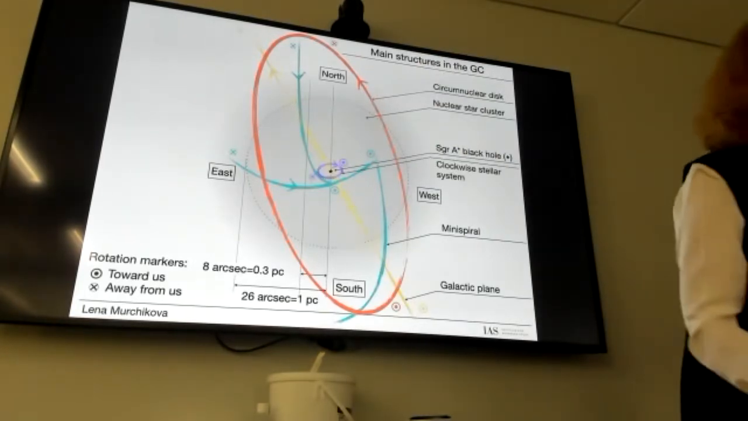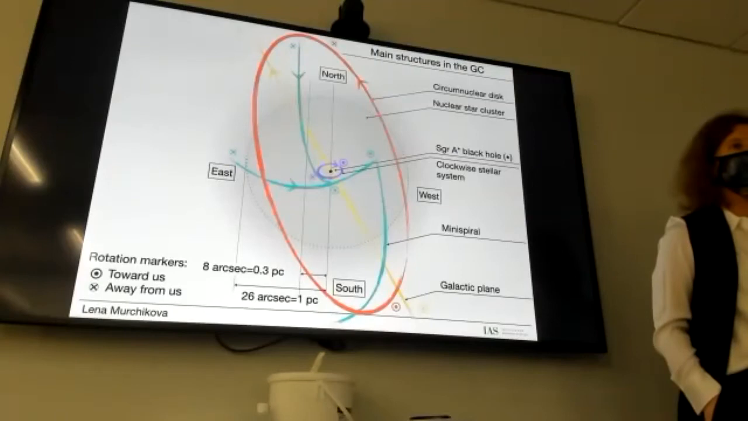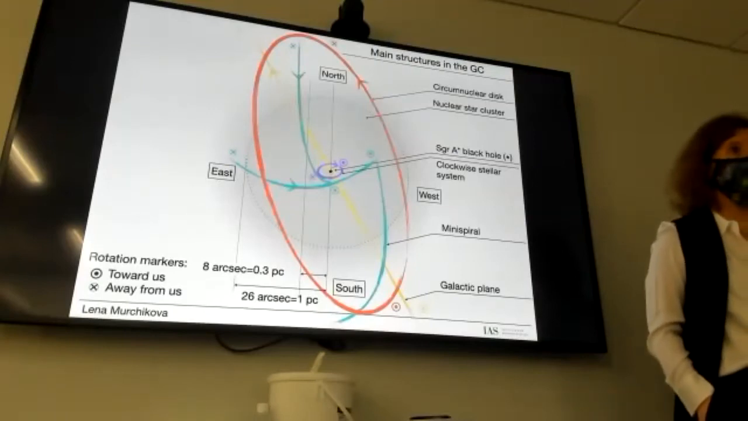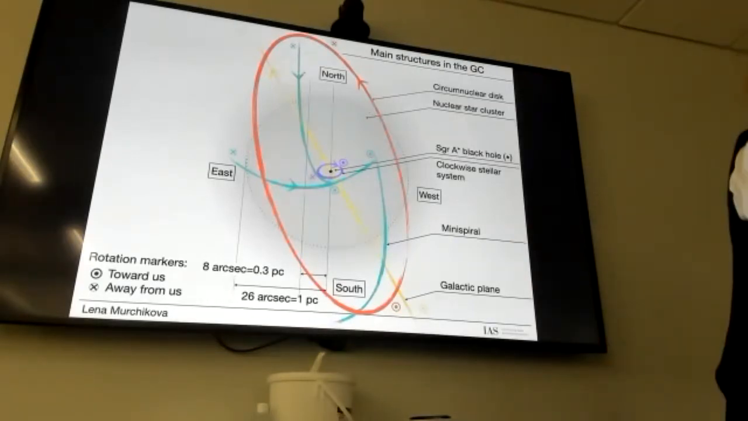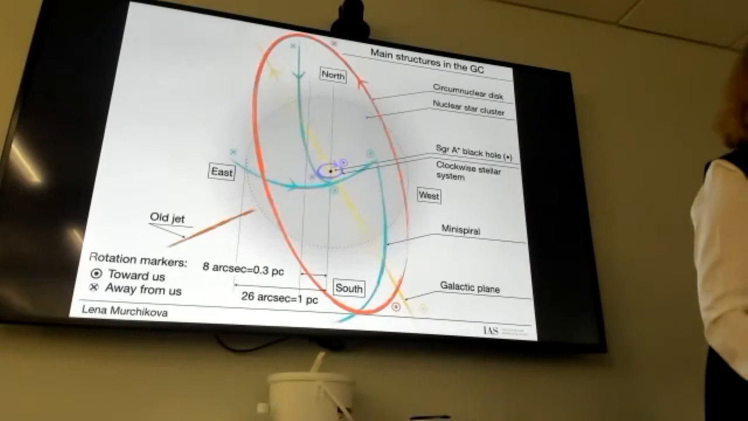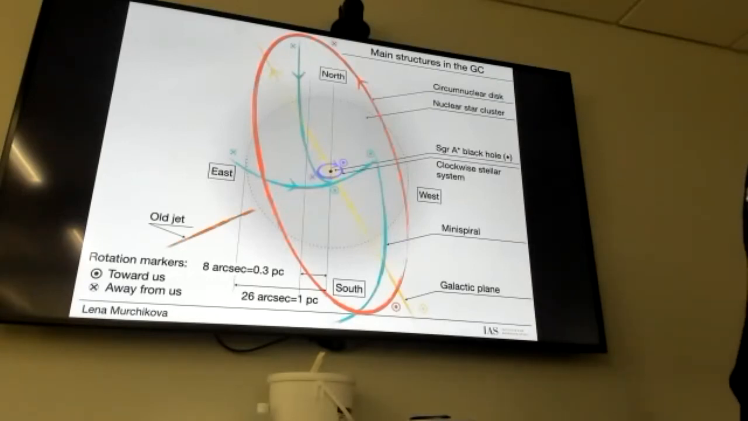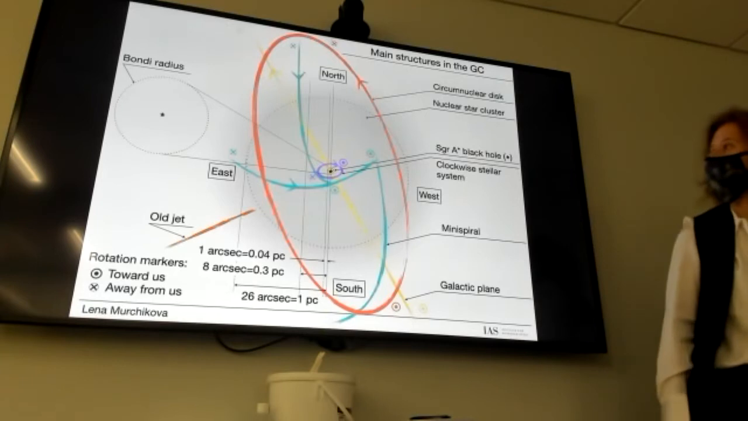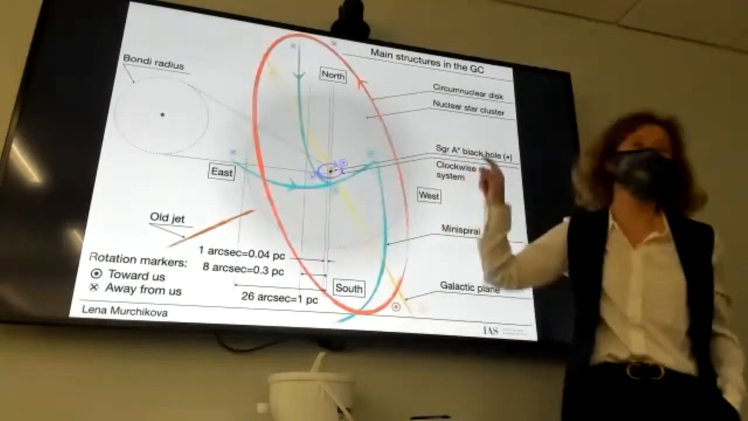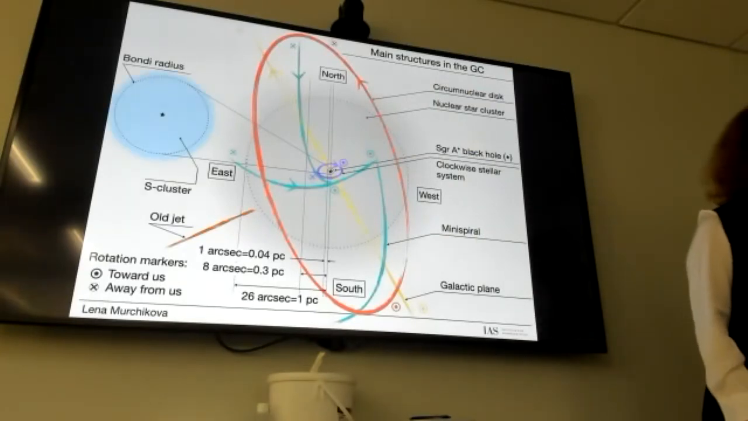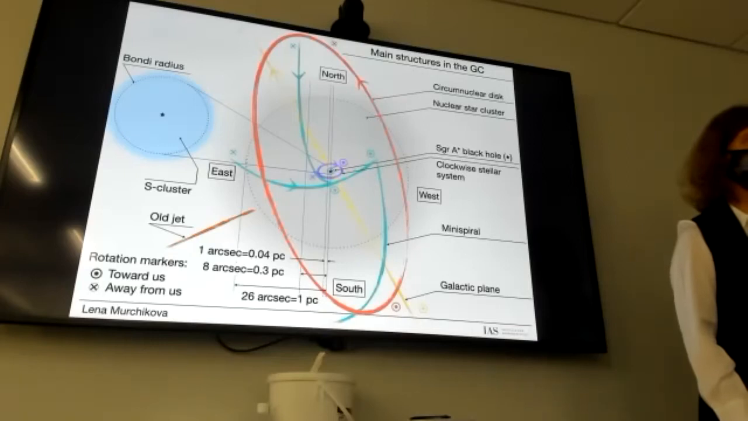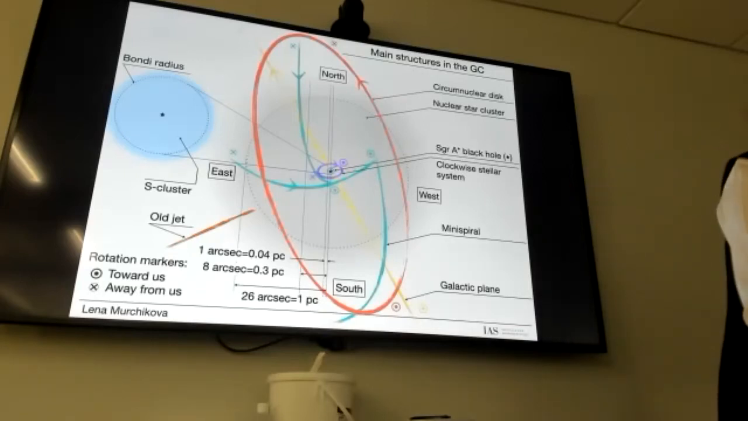And now, this is the clockwise stellar system. The system contains most of those Wolf-Rayet stars we've been talking about. It's about 4 arc seconds. This is a remnant of an old jet. This is a parsec radius. There is a little dotted circle and the zoom in of this dotted circle. This is the famous S cluster, featuring about the same parsec radius as well, about the same size, where most of those stars which are passing close live.